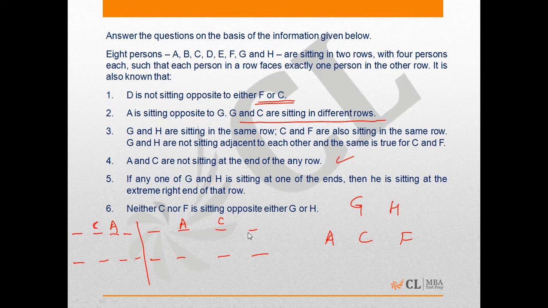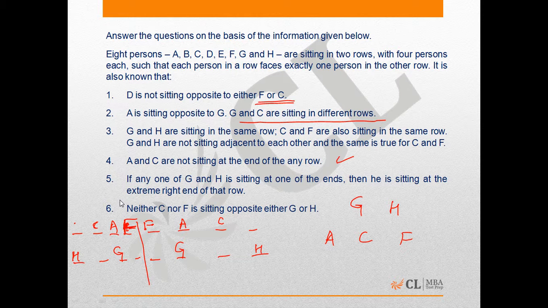Now as we know that G is sitting adjacent to or opposite to A, which means we can fix position of G as well. And it is also known that C and F are not sitting adjacent to each other, but they are sitting in the same row, so this will be position of F. And similar is the case given for G and H, so this will be position of H in this row, rather here, and F will sit here.